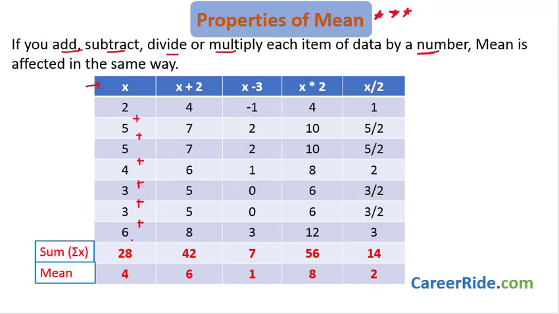And since there are 7 observations, we will divide by 7, right? So the mean in this case would come out to be what? The mean would come out to be 28 by 7, that is 4.